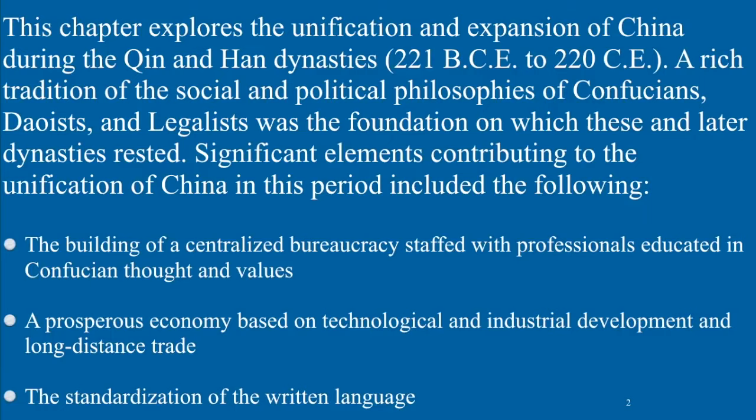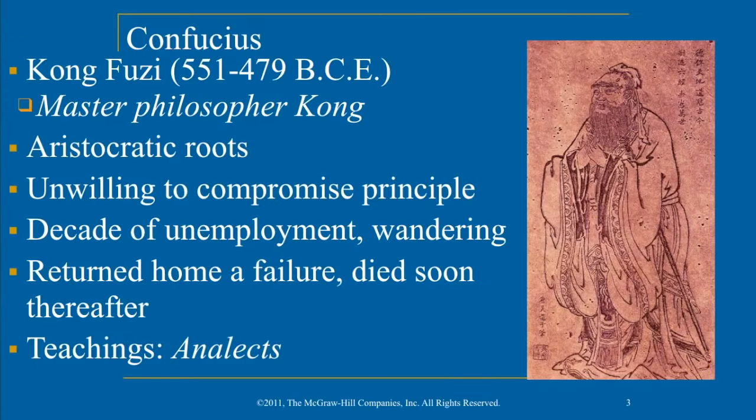A rich tradition of the social and political philosophies of Confucians, Taoists, and Legalists was the foundation on which these and later dynasties rested. Significant elements contributing to the unification of China in this period included the following. Number 1. The building of a centralized bureaucracy staffed with professionals educating Confucian thought and values. Number 2. A prosperous economy based on technological and industrial development and long-distance trade. And finally, number 3. The standardization of written language.